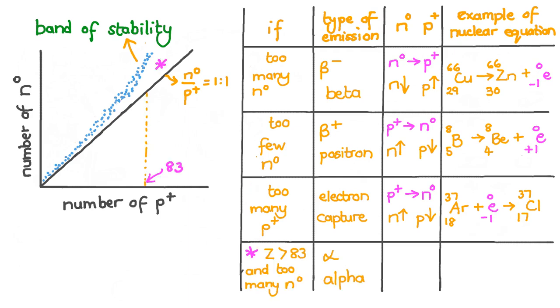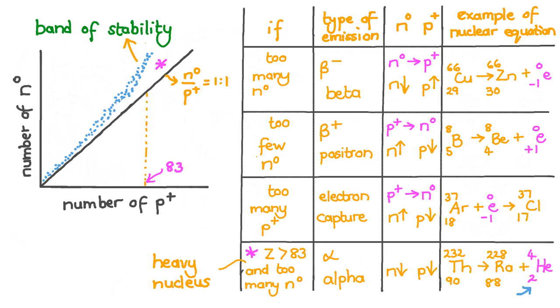Lastly, when an element has both too many neutrons as well as an atomic number greater than 83, in other words, a very heavy nucleus, an alpha particle will be emitted. The number of neutrons decreases and the number of protons decreases. Specifically, the number of neutrons decreases by 2 and the number of protons decreases by 2. So 4 nucleons are emitted.